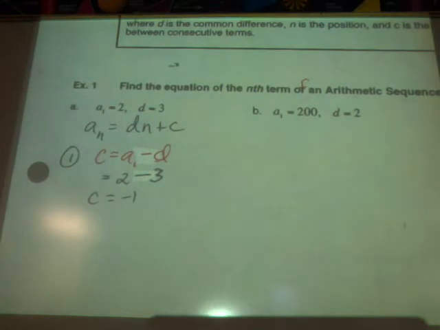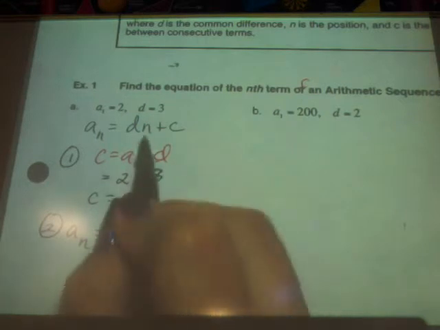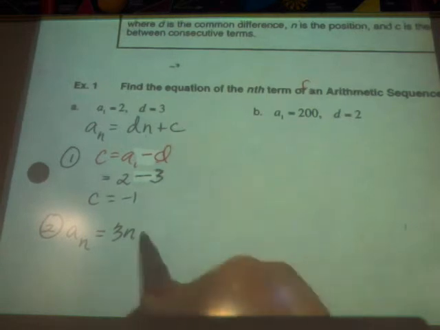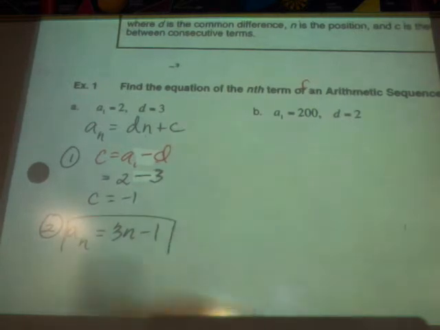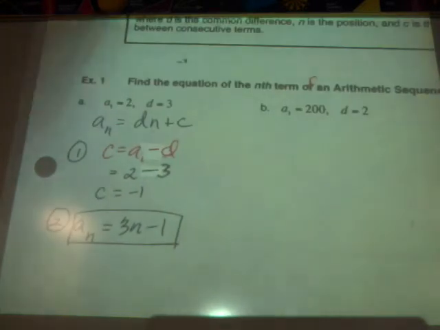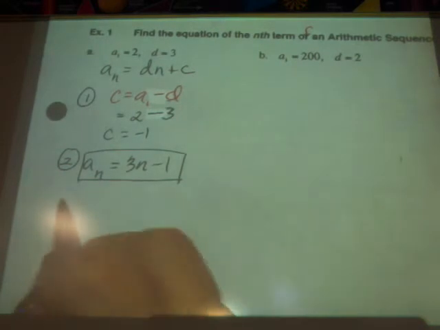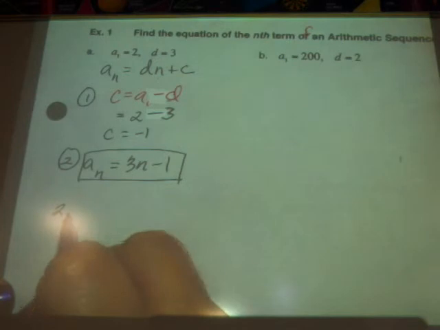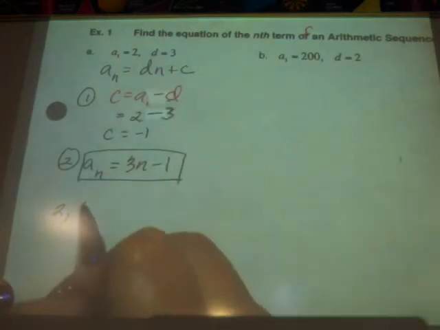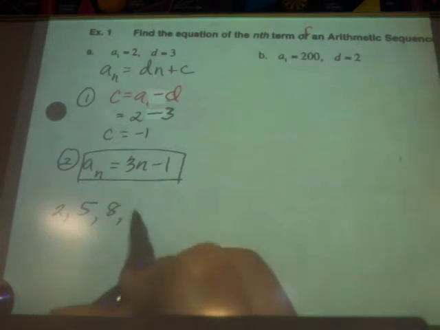So then your next step is just to replace: a sub n is equal to 3, my common difference, times n, and then c is -1, so I put -1. And we're going to check it. If I were to just take my first term and add 3, because it's positive, my sequence would look like this. 2, what's 2 plus 3? 5, what's 5 plus 3? 8, what's 8 plus 3? 11, dot, dot, dot, and it would continue on that way.